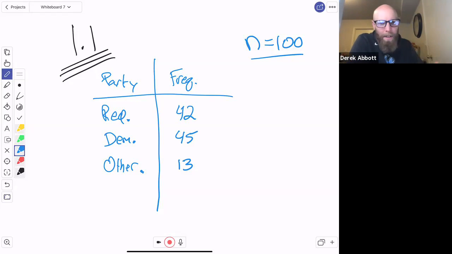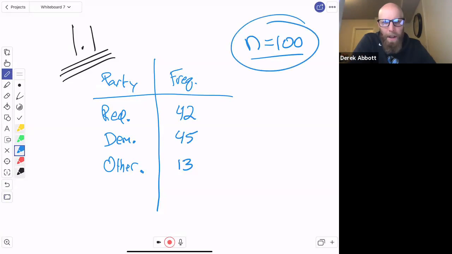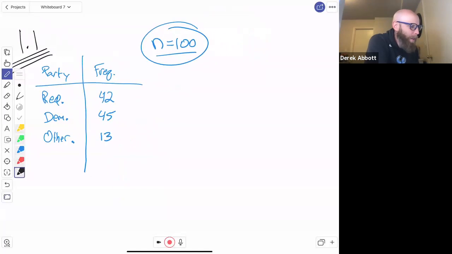So what should happen is your frequencies should add up to 100, because that is your sample size. So it's called a frequency table. Pretty basic, pretty plain. And then from there, we really talked about just building a bar graph.